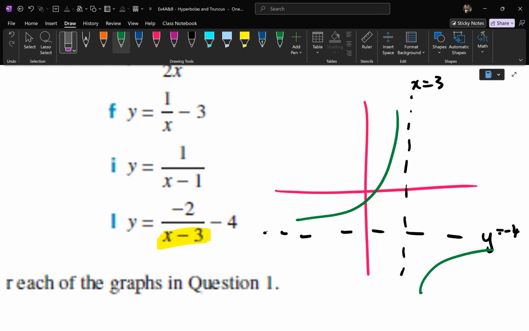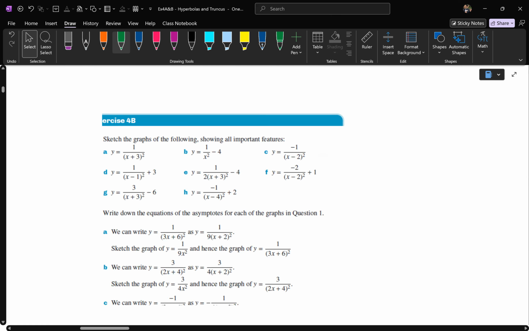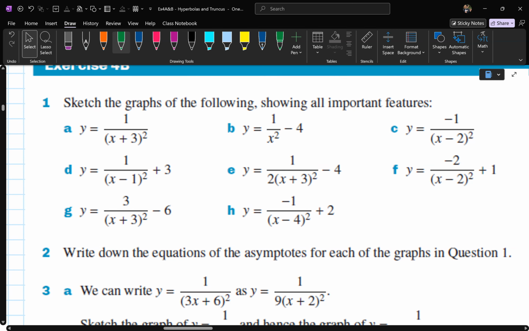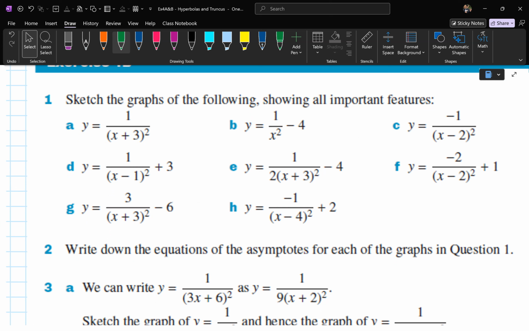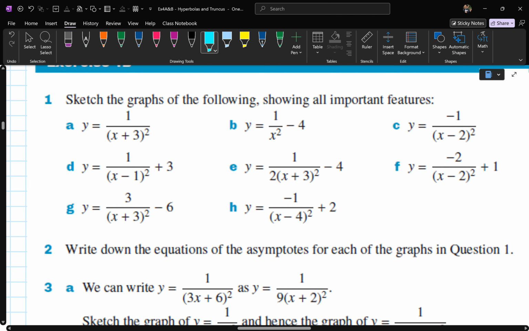So, let's have a look at 4B. This is a truncus function. How did I know? I see the square in the denominator. These are all truncus. Down 4, up 2, down 6, up 3. Which ones move left and right? Go, tell me the letters. Tell me one letter. Adi, which one goes left or right? Which one has a horizontal movement?